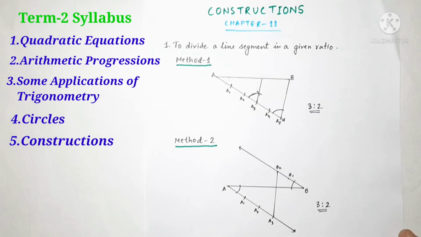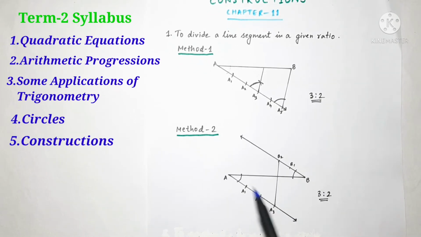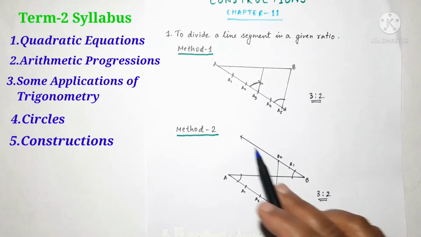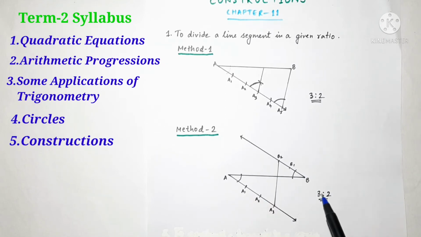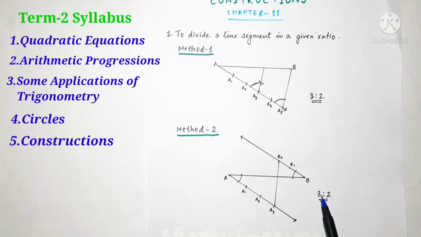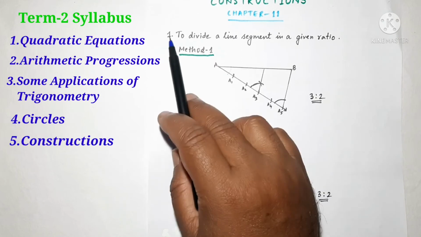Second method. In the second method, you just draw one line segment, then draw one ray below the line segment and another ray above it, and then you divide according to the ratio 3:2. For 3, you divide into 3 parts, 1, 2, 3, and for 2, you divide into 2 parts, and join 3 and 2. So you will get the ratio 3:2. So that is the first construction.